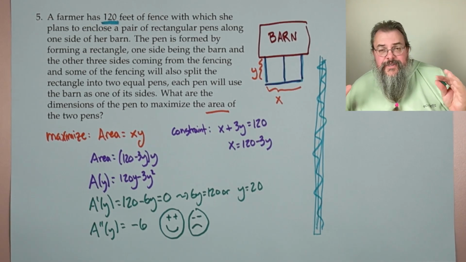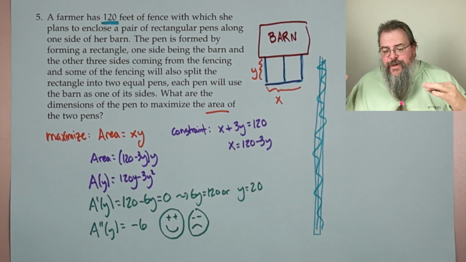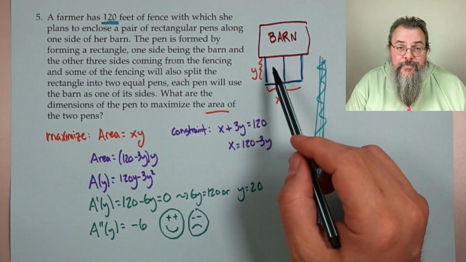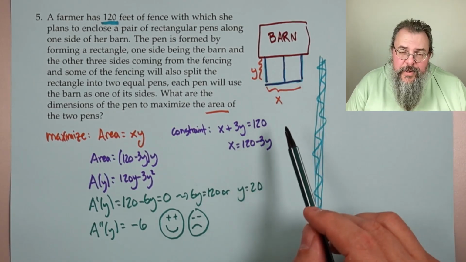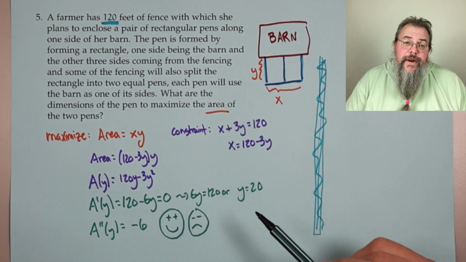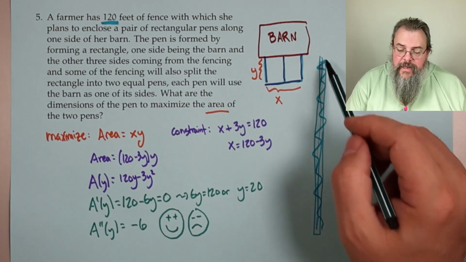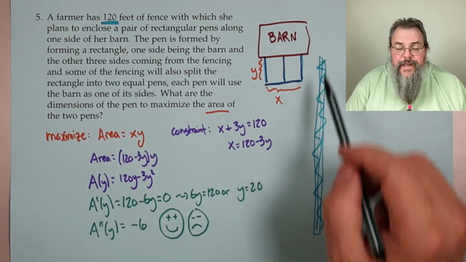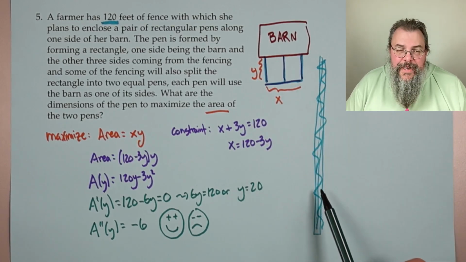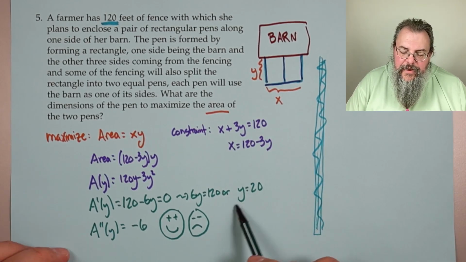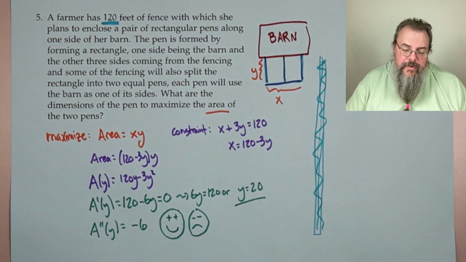We can also sort of test extreme cases. An extreme case would be if, say, y equals 0. And that just says you're building right up against the barn, no area. Another extreme case is if y equals 40. And that's what you see here. Again, no area. And so, well, some area is better than no area. So this has to be the max. That's another way to reason your way through it.